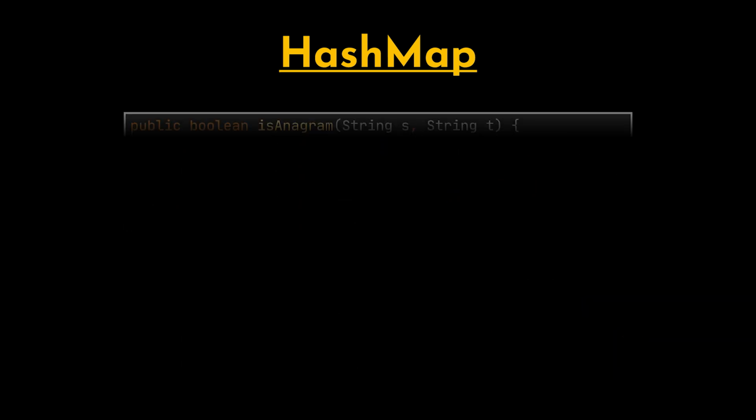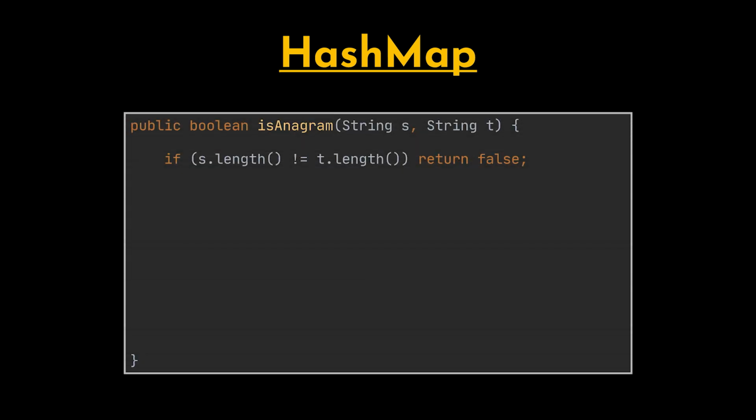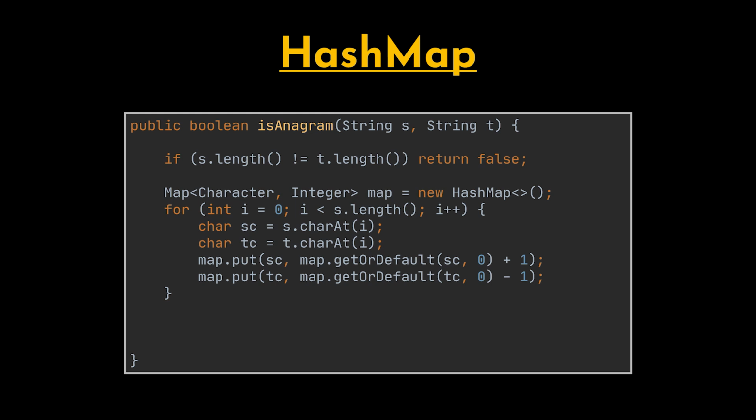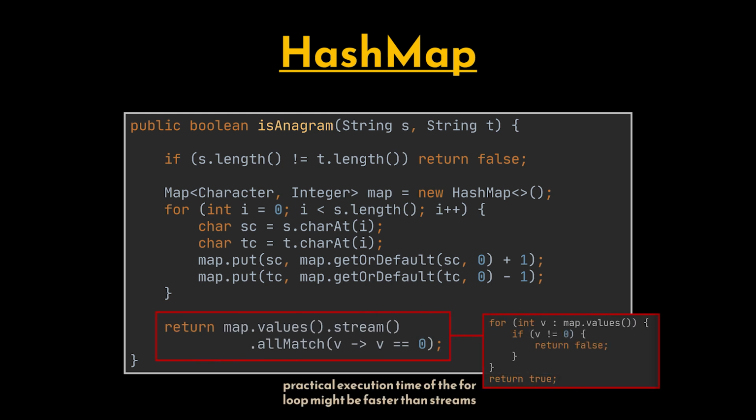To implement this, we can start with a sanity check to see if the length of both strings is equal. If they are, we create a map and start iterating over the two strings simultaneously. For each iteration, we store the current characters in the map while incrementing the corresponding value for characters belonging to the first string and decrementing the value for characters belonging to the second one. For both strings to be anagrams, all values in the HashMap should be 0 by the end.